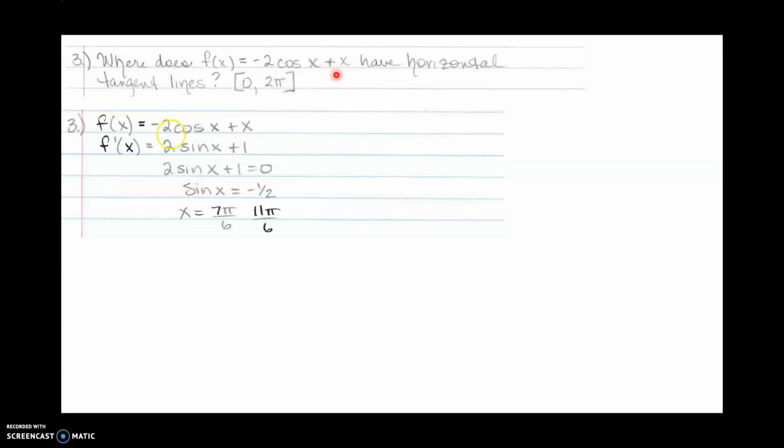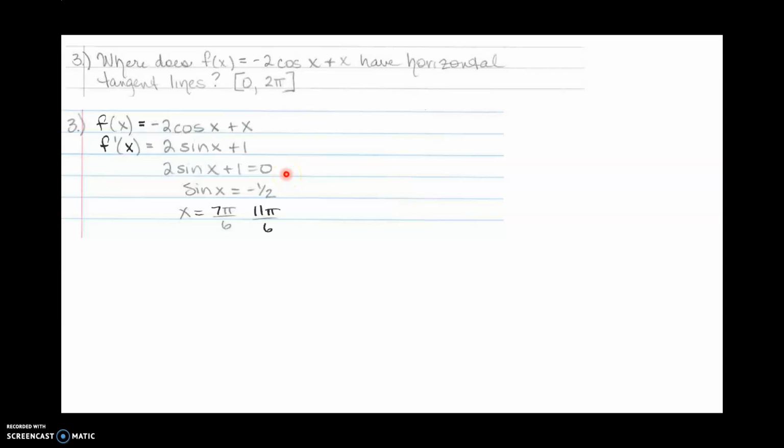So to find the derivative, remember the derivative of cosine is a negative sine. So we're going to have negative 2 times negative sine, so that'd be positive 2 sine. And then the derivative of x will be 1. All right, so there's my derivative. Let's set it equal to 0 and solve it.